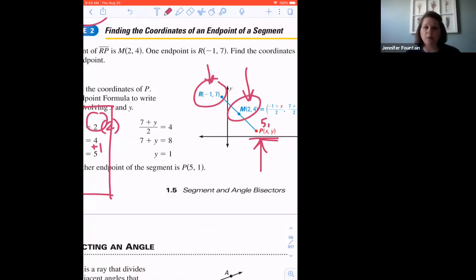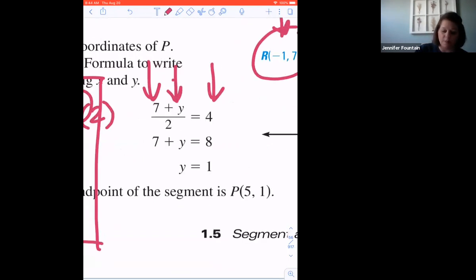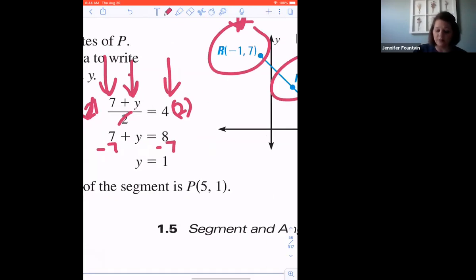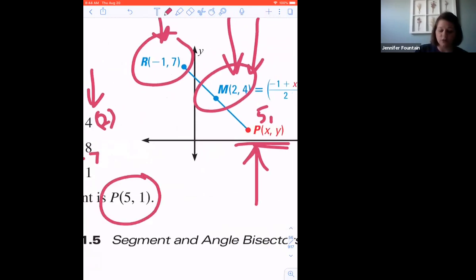Now I'm going to do the same thing for my y coordinate. I've plugged in y1, I've plugged in the letter y for y2, and then I've used my midpoint y as my solution. Again, I've got to start by multiplying both sides by 2 to eliminate the denominator. My 2's cancel here, and then 4 times 2 is 8. Now I have 7 plus y equals 8, so I need to subtract 7 from each side. So y equals 1. This is where they have ended up with P being (5, 1).